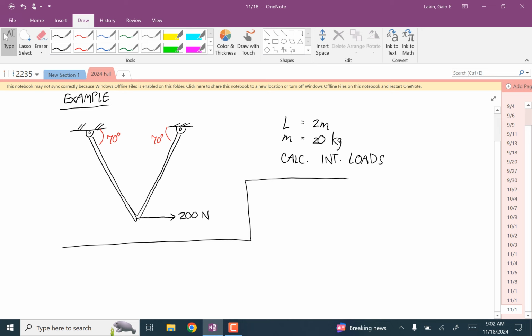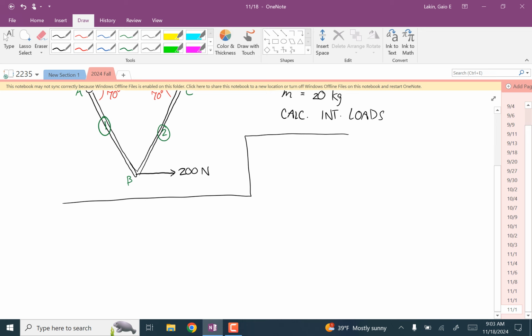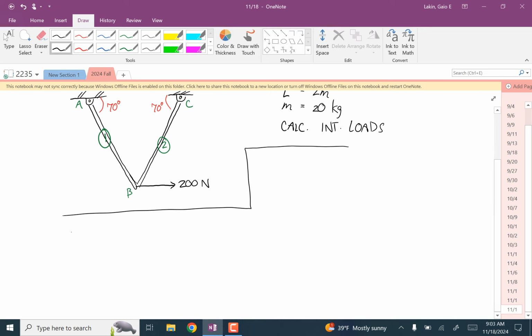So first, you have to go through calculating the external loads, solve that structure. I'll call that body 1 and that body 2. I'll call this A, B, C. So free body diagram of 1.